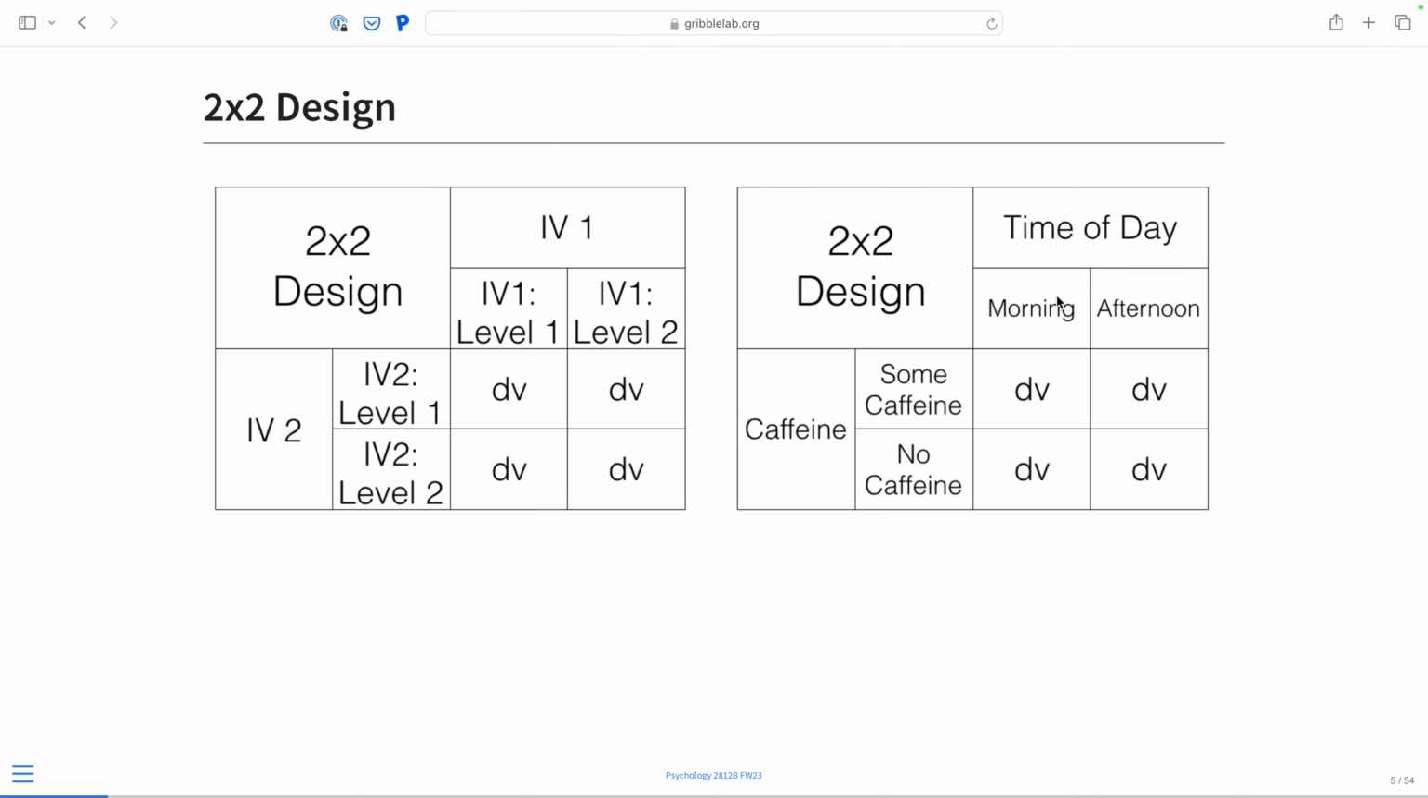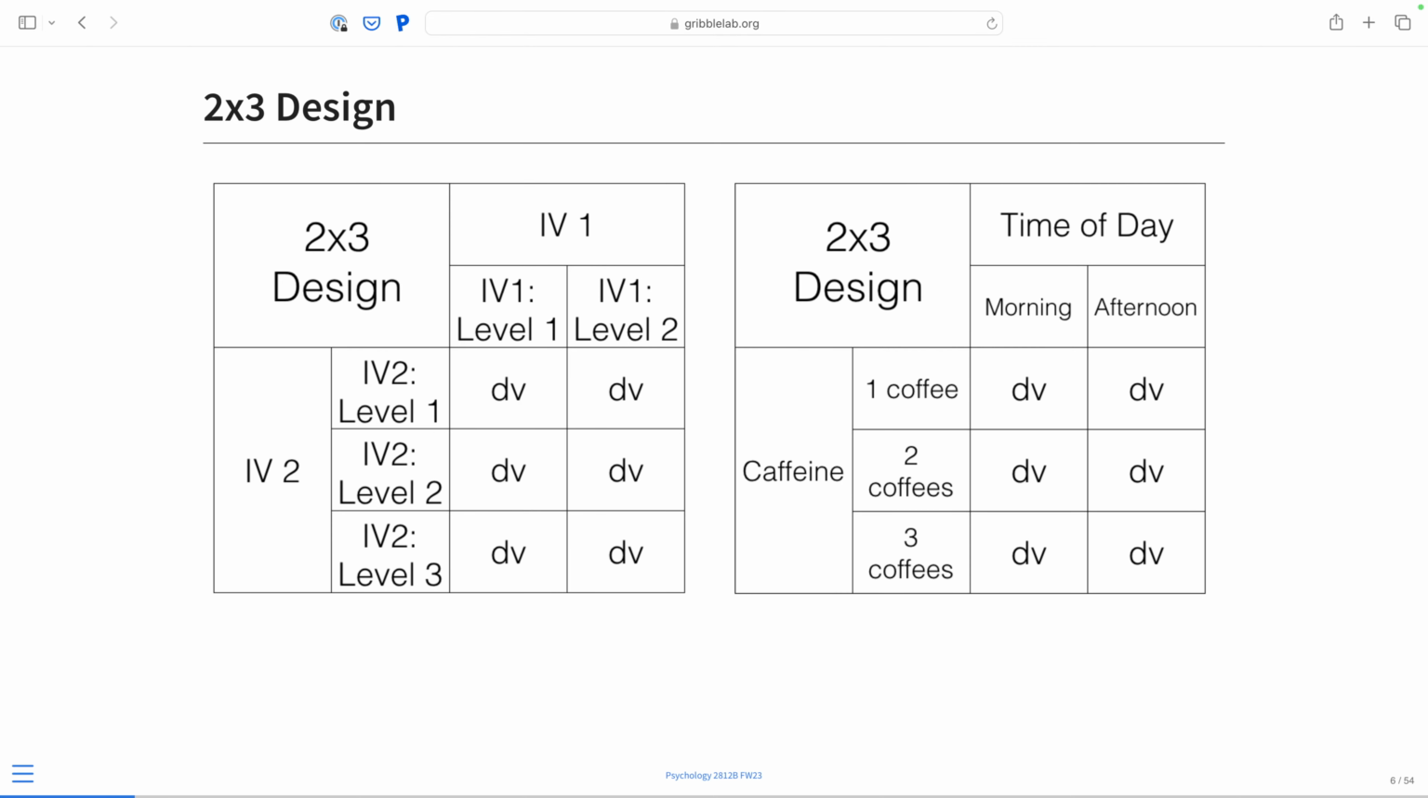So here's a specific example of a 2 by 2 design. We might vary the time of day, morning versus afternoon, and then within each of those levels, we might test some caffeine versus no caffeine. So we have all four combinations. Morning some caffeine, morning no caffeine, afternoon some caffeine, and afternoon no caffeine.